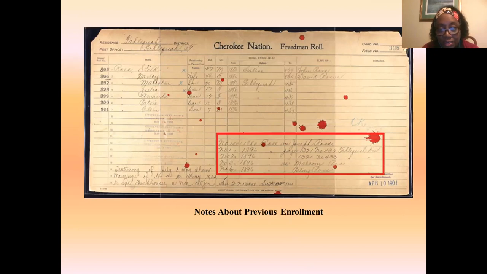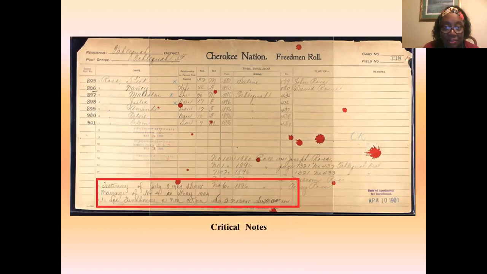You also get additional information if the name was spelled differently on an earlier roll. They tell you how it was written. They'll tell you what that roll number was from that particular year. And then you find critical notes. You find that there was a testimony that was made in July.